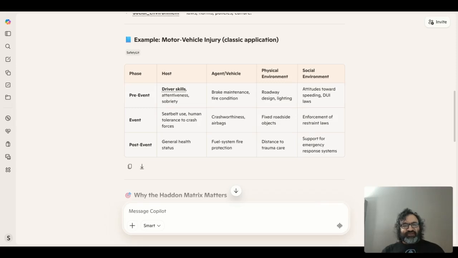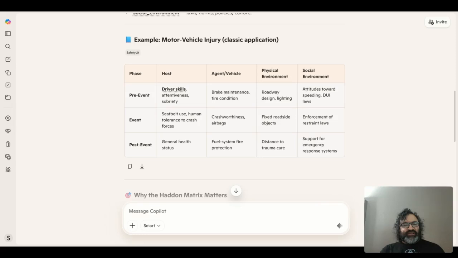Now, what are the factors? Those are the columns. And of course, this is very well known, the epidemiological triad, if you've studied epidemiology. So host is the person at risk, right? And then the agent or vector is the energy or mechanism causing injury, whether it's mechanical, thermal, or electrical. And then environment is the physical and social surroundings, sometimes split into two columns. Let's go over an example here.